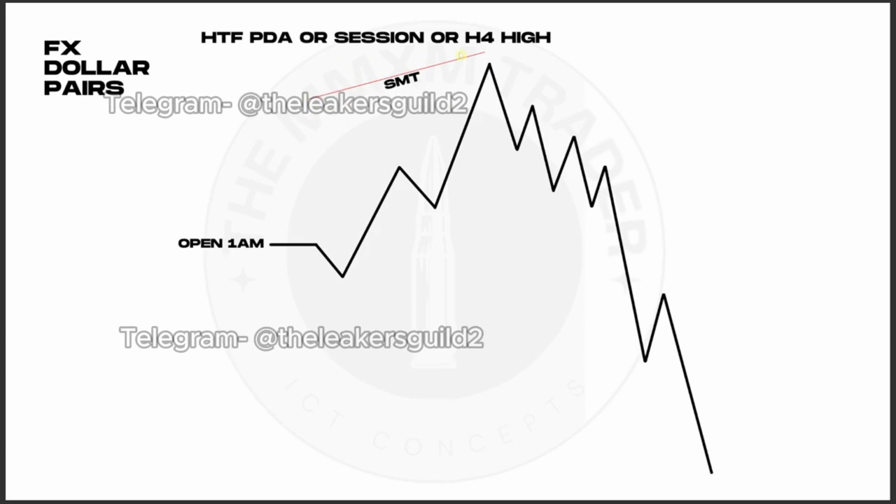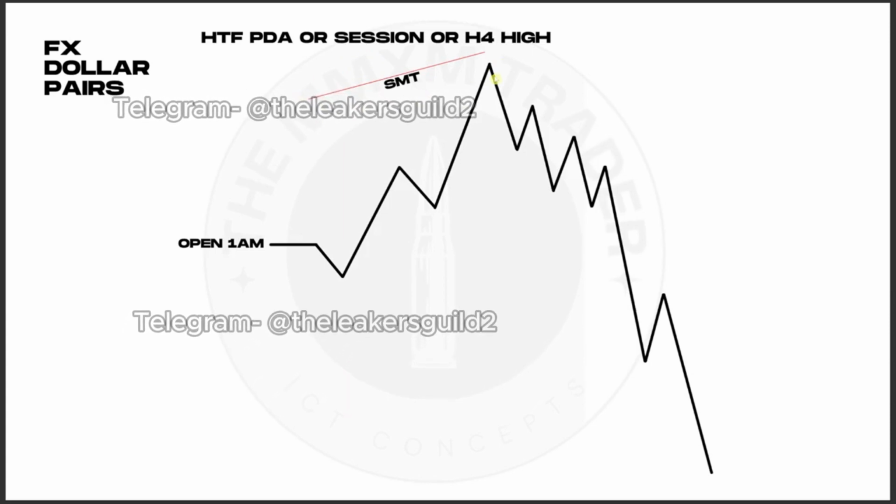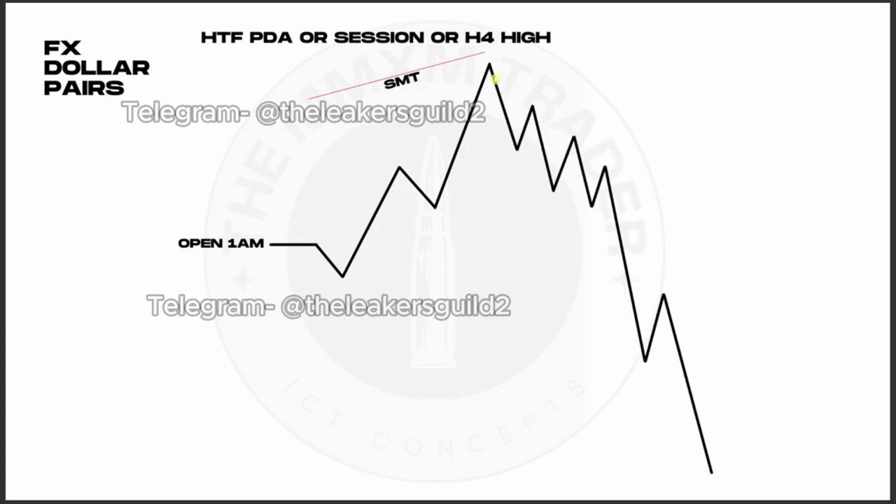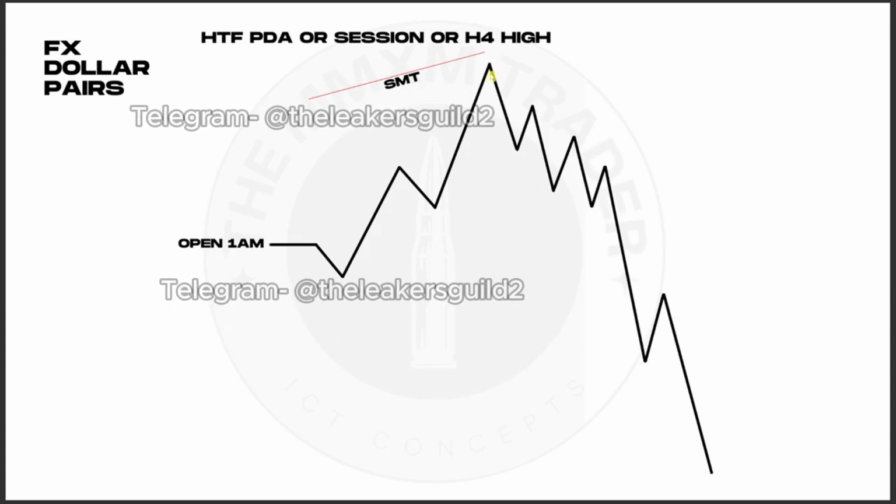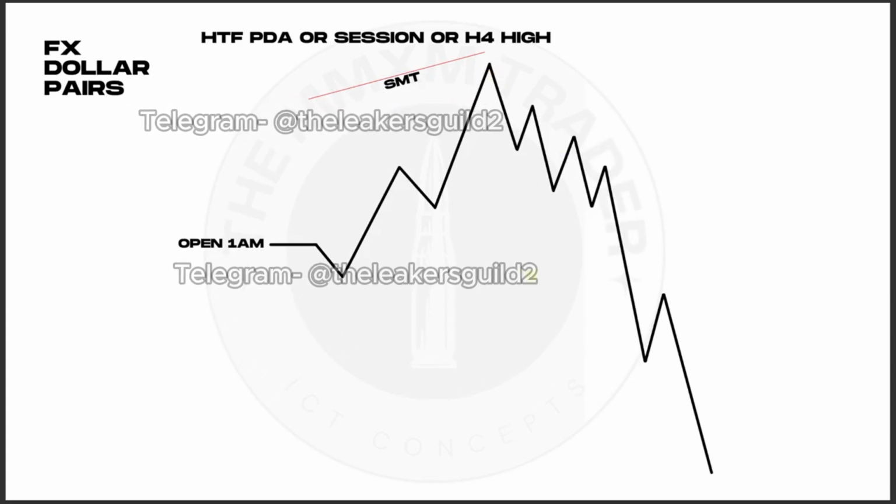Now on that high we want to see SMT formed, right? High probability for smart money reversal, never sleep on SMT, and then the 4-hour distribution should happen down lower.